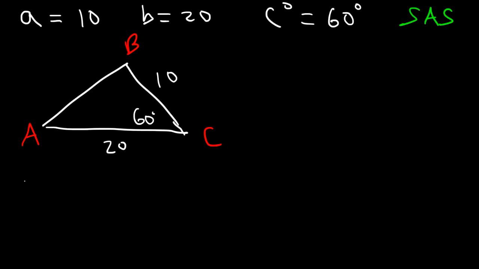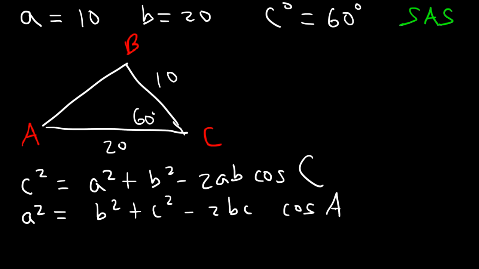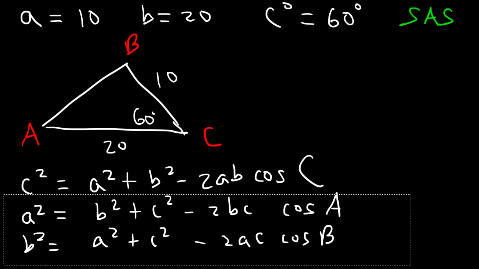So here's the formula that you need. C squared is equal to A squared plus B squared minus 2AB cosine of angle C. Now you can change it up and write two other forms. A squared is equal to B squared plus C squared minus 2BC cosine of angle A. Or B squared is equal to A squared plus C squared minus 2AC cosine of angle B. You can use any one of these three forms, but I'm going to use the first one because we have everything to use that formula.